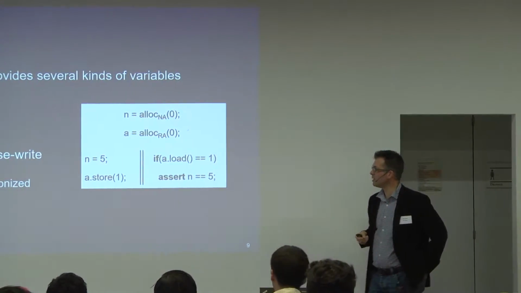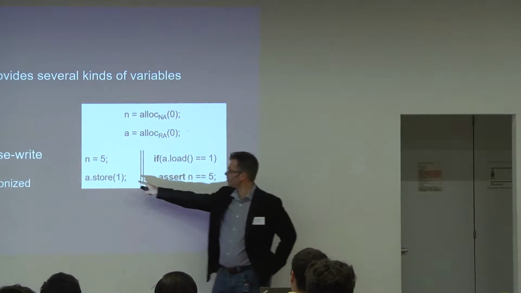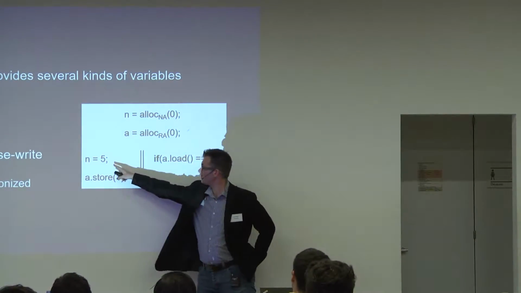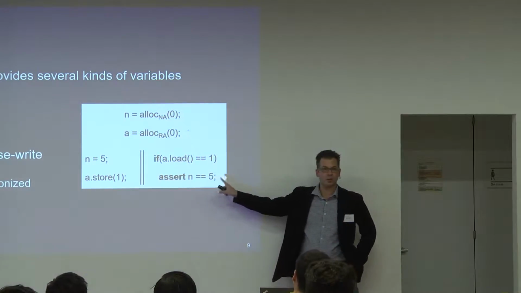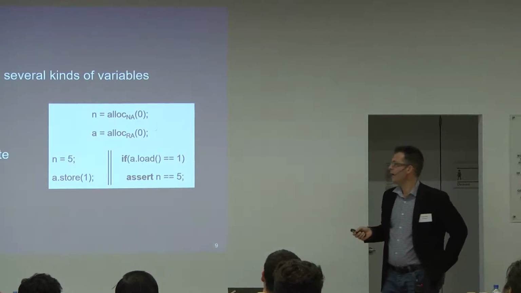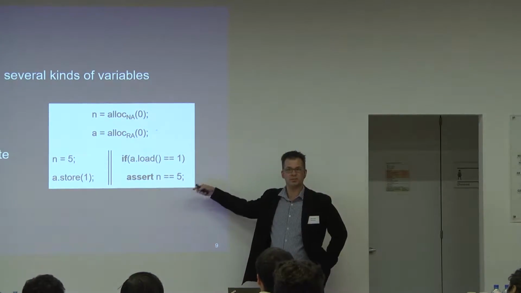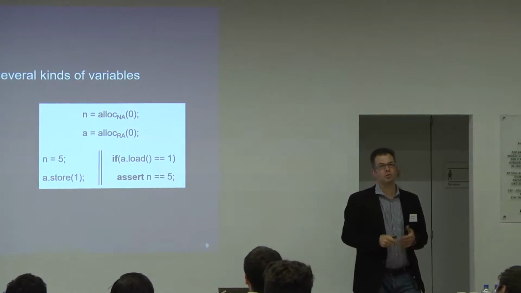What does correctness mean here? Well, it means two things. First, the write access here to the non-atomic variable and the read access over there don't race, because these are non-atomic variables, they're not supposed to race. And moreover, the value over here will actually be 5. So this is an assertion that holds. So why is this correct?